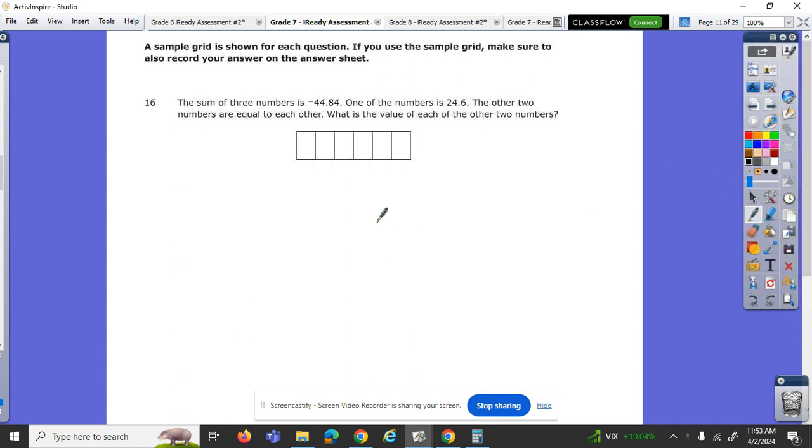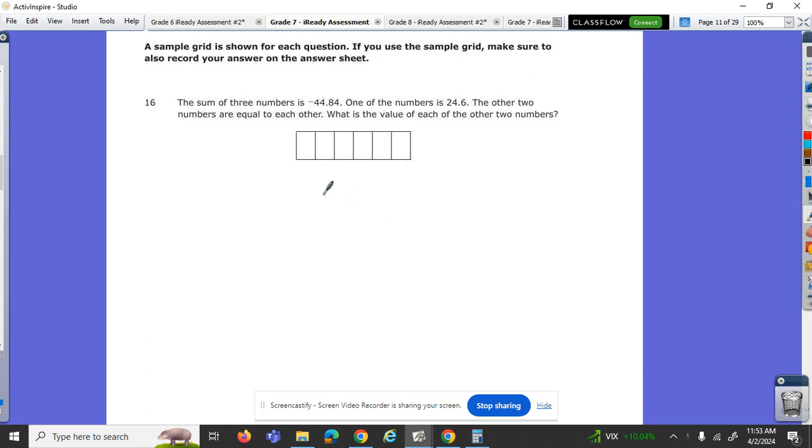There's a couple of different strategies that we can use, but what they're leading you to is writing and solving an equation. If you take a look, one of the numbers is 24.6, but the other two are equal to each other. So in other words, we're talking about plus x plus x. Now you can solve this one without an equation, but we know that equations will be a part of our EOG. So let's see if we can solve it using this strategy.